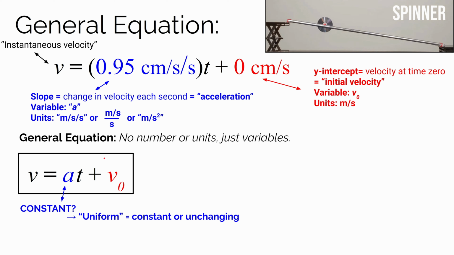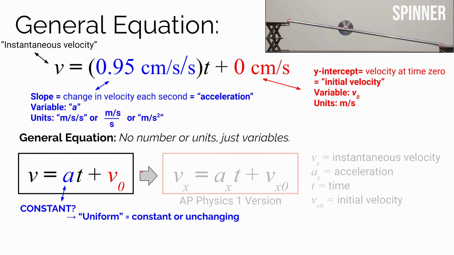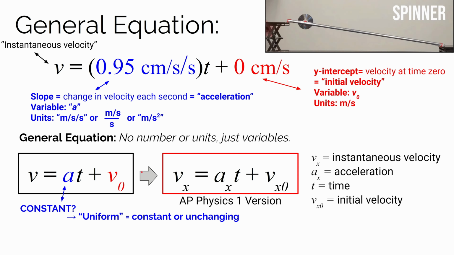If you're in an AP Physics 1 class, the equation looks a little bit different on your AP equation sheet. It's very similar, except there are a couple subscripts on 3 of the 4 variables: v sub x, a sub x, and v sub x0. So v sub x stands for the instantaneous velocity at some specific time, whatever time you plug into the equation, or you can think about it like the final velocity. A sub x is acceleration, and v sub x0 is the velocity at time 0, or the initial velocity.